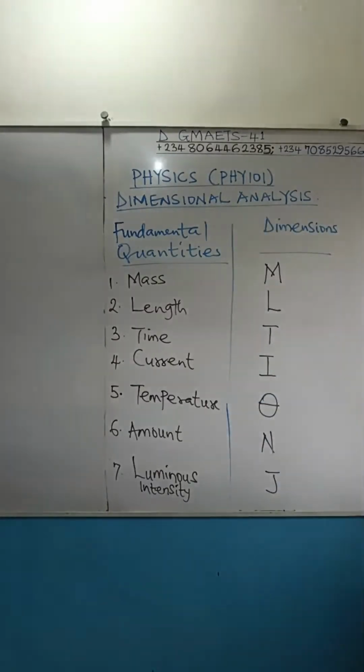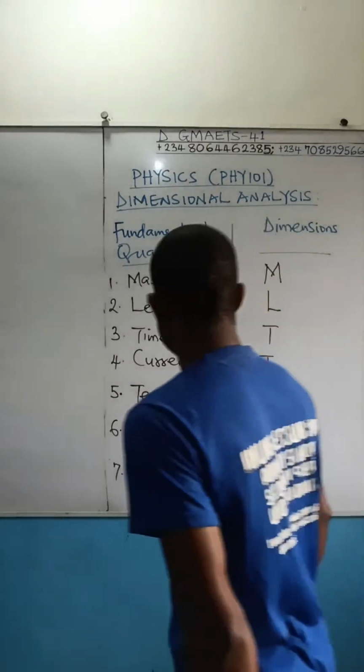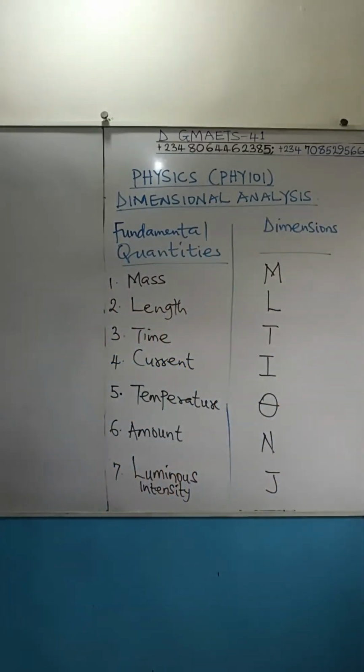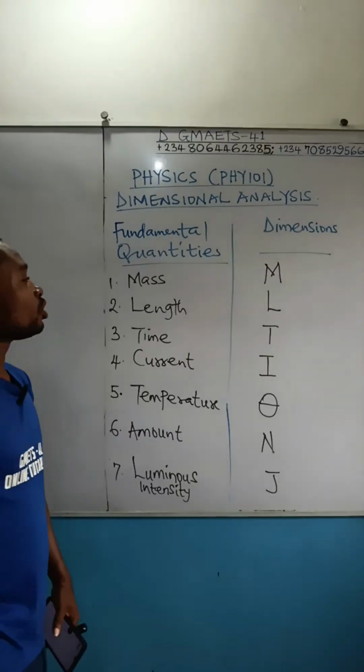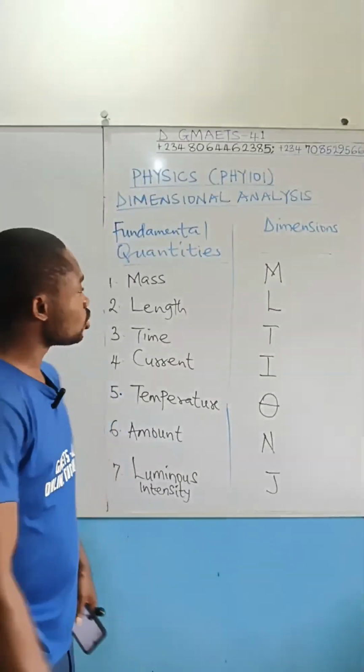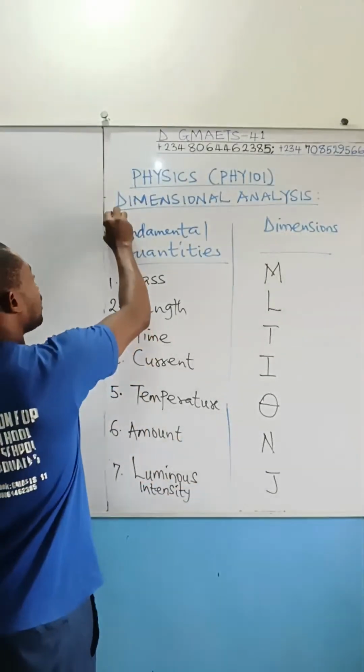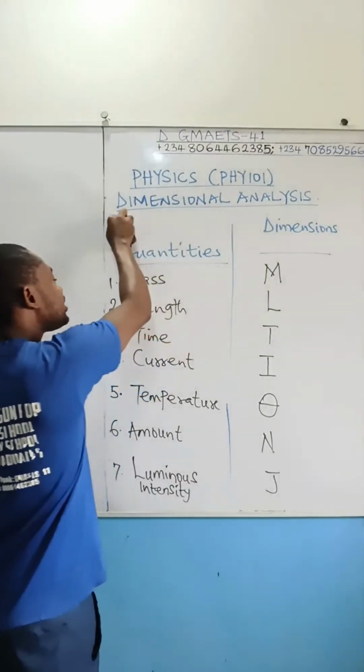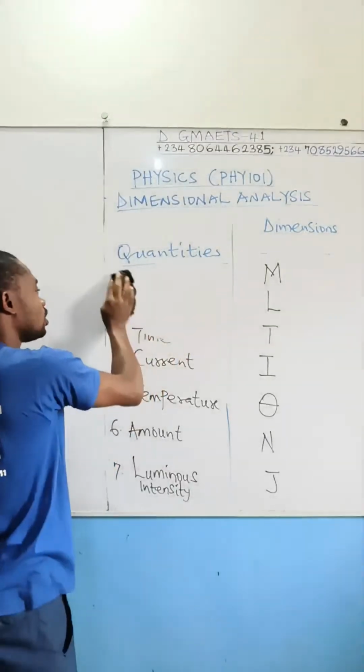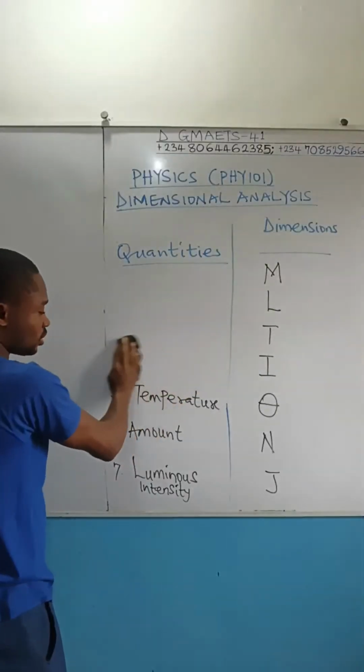All right, so believing that you've written these 7 fundamental quantities, I am going to go right away to talk about derived quantities. No time to waste. We are going to look at some derived quantities.